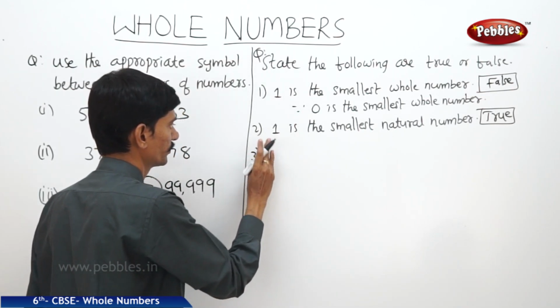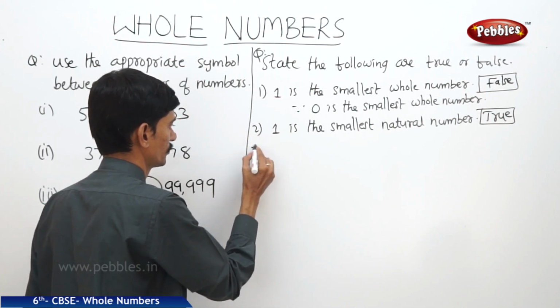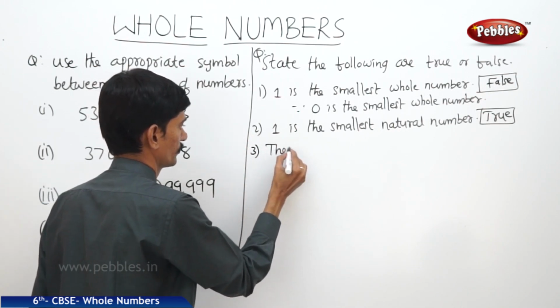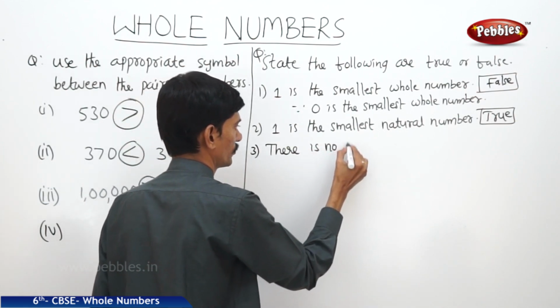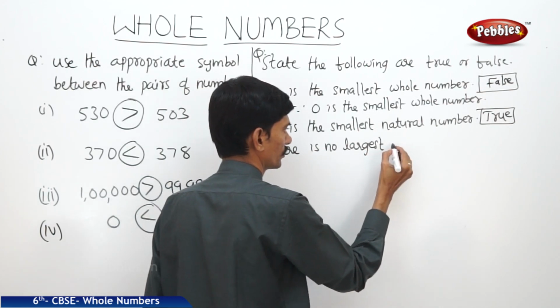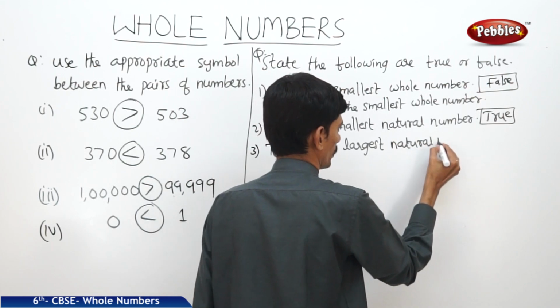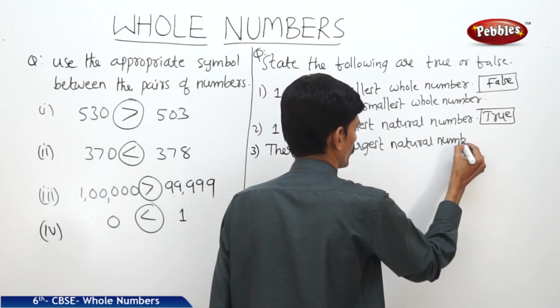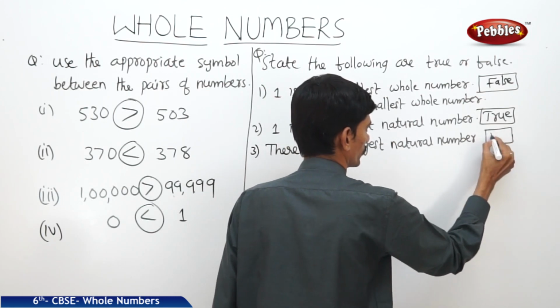Next, third statement: there is no largest natural number. Yes, there is no largest natural number, so this is also true.